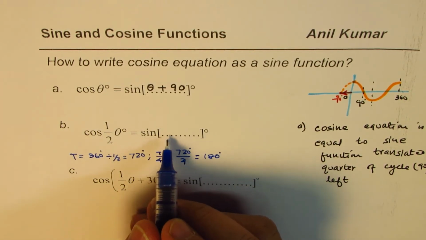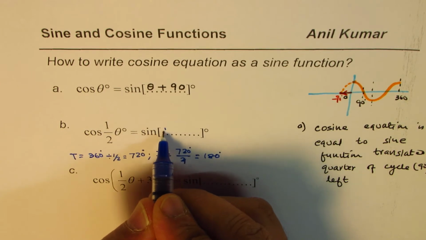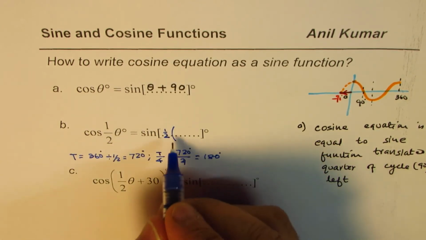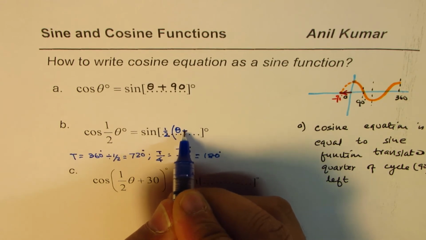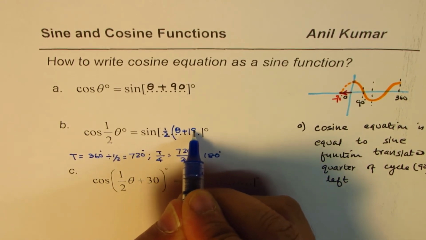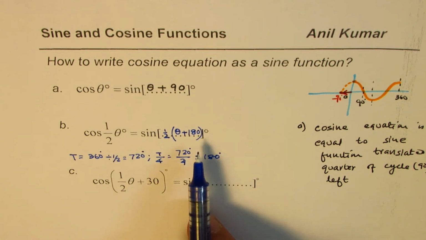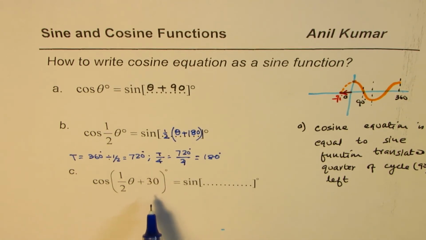So we have to add this quarter cycle. What we can write here is sine of half, and instead of theta, I will write theta plus quarter cycle, which is 180 degrees. Do you see that? So that becomes the solution for the given equation, correct? I'd like you to pause the video, try the next one, and then look into my suggestions.